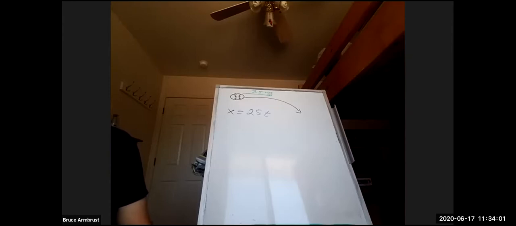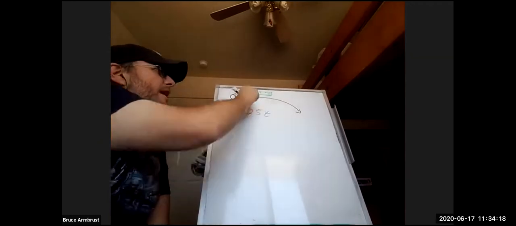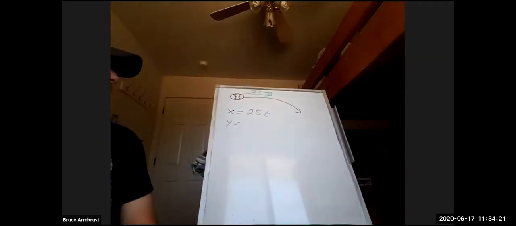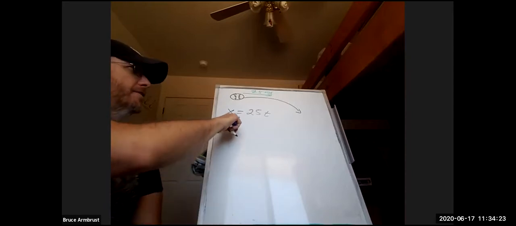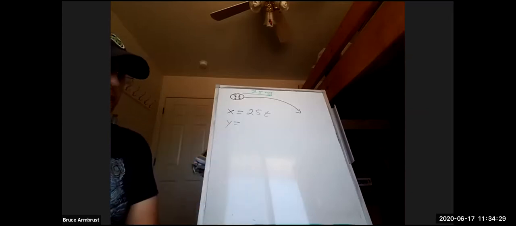That's really fast, by the way. All right, so that's 25 times t. So in 4 seconds, it's gone 100 meters. 2 seconds, it's gone 50 meters, and so on. All right, now the y, since I threw it straight out, there's not going to be anything due to that 25 meters per second. None of that speed is actually pointing in the y, so we're not going to have anything there. But there is going to be gravity.